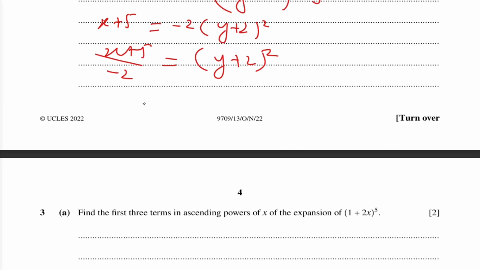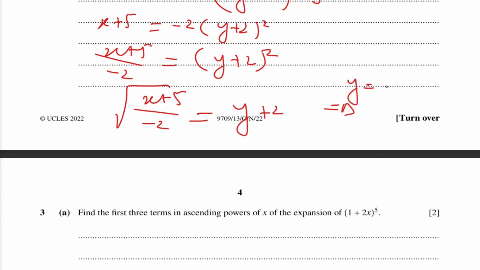Then by taking the square root of (x plus 5) over minus 2, we will have y plus 2. In the next step it will become y is equal to the square root of (x plus 5) over minus 2, minus 2, and that is our inverse.